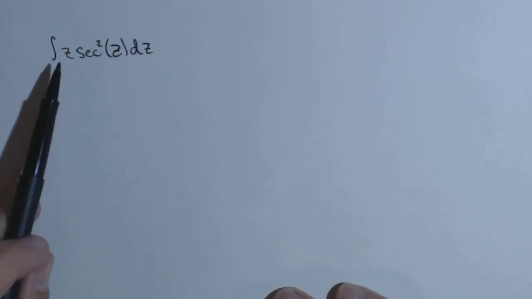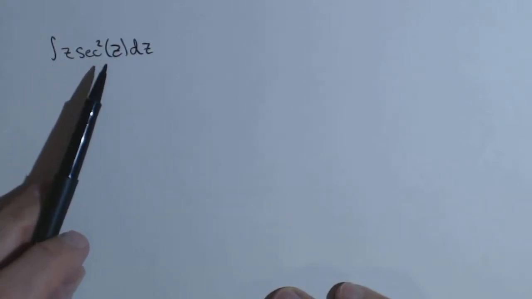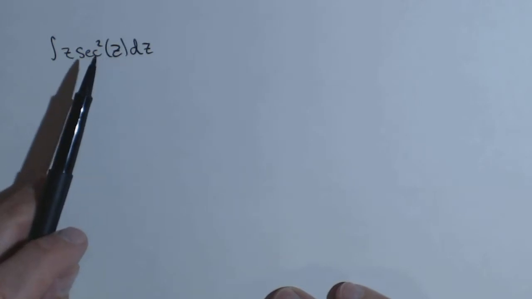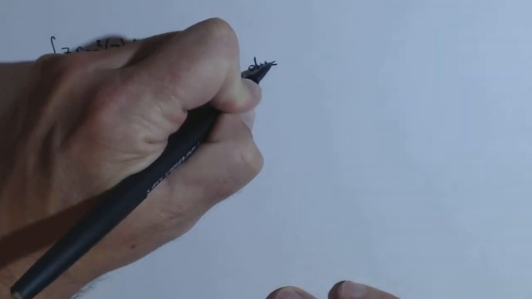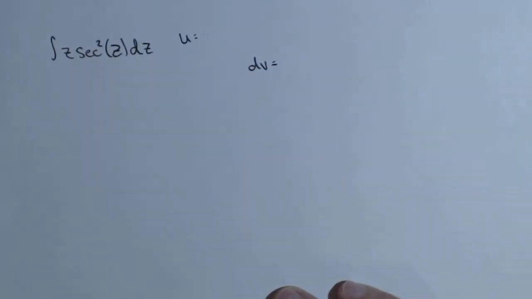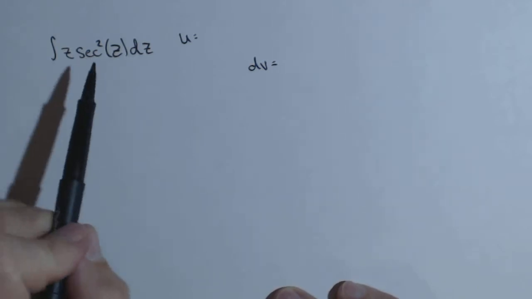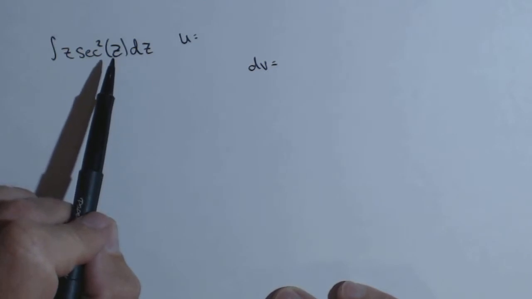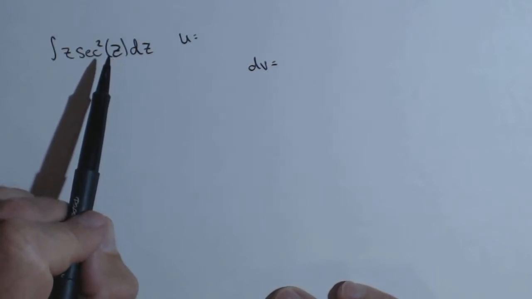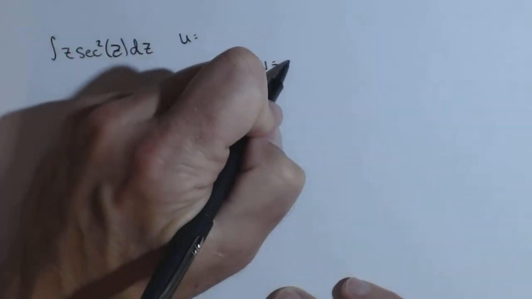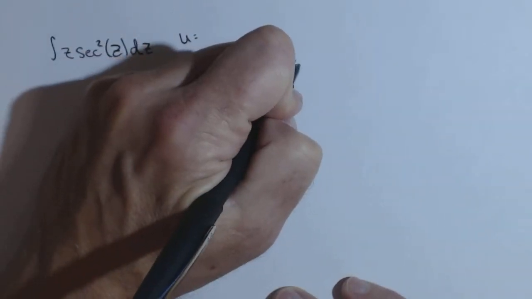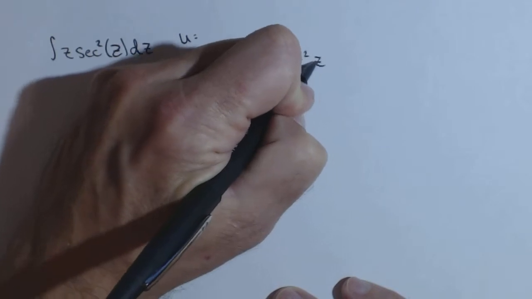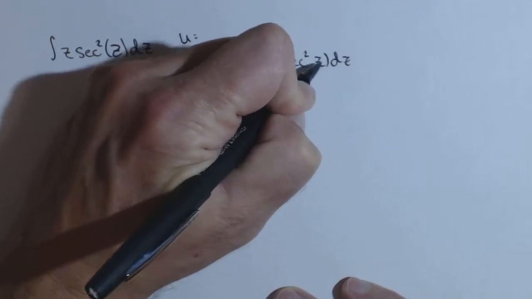So we're asked to find the antiderivative of z times secant squared z dz, which will make this an integration by parts. When we go to choose our u and our dv, we want to look for what's going to be easiest for us to calculate. What you should notice in this one is with the secant squared, we can find the derivative, but we know its antiderivative, so that's probably going to be a good choice for our dv. So secant squared z dz.